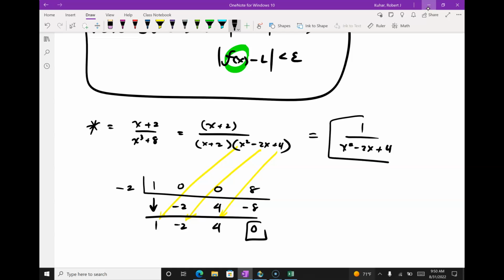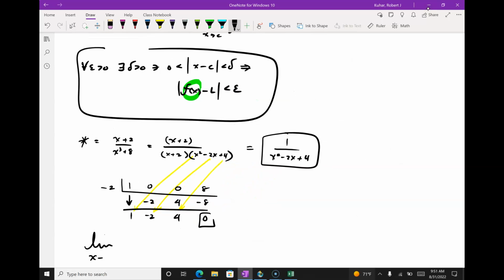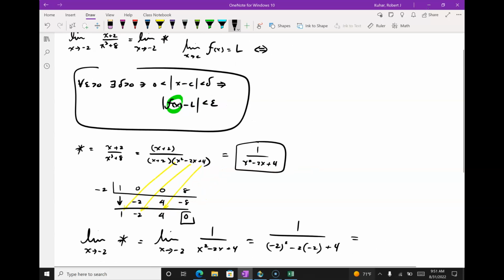Can I plug the -2 into here? Yes. So as I'm doing this now, that limit of star is the limit as x goes to -2 of 1 over x squared minus 2x plus 4. And when I'm plugging in, I'm no longer taking a limit. I'm at the wall already. I know the height I'm going to get is this height. Is that making sense? I don't have limit written anymore. And this is 1 over 4 plus 4 plus 4, 1 over 12.